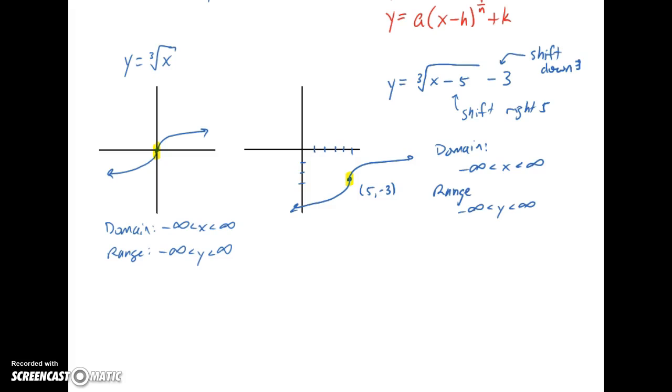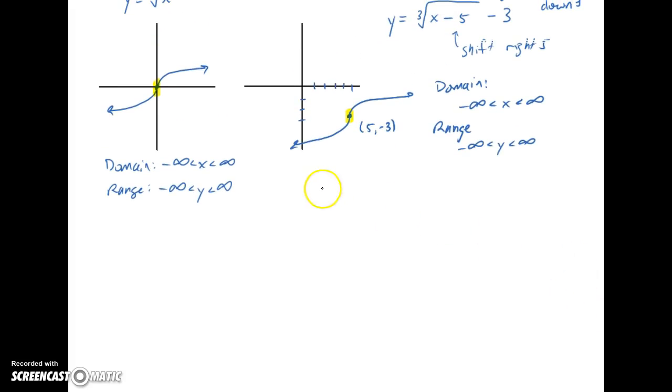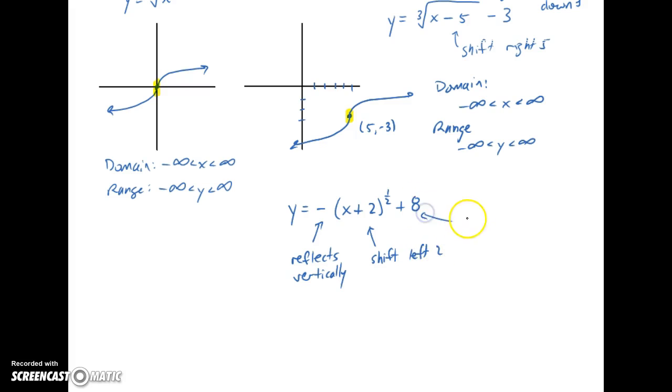Okay, let's do one more, and let's talk about modifying a little bit. What if we were to do y equals the negative of (x plus 2) to the 1/2, plus 8. And that negative sign, remember what that negative did in all of our other graphs? That reflects it vertically. The plus 2 inside the function means we're going to shift left 2. And the plus 8 outside the function means we shift up 8.